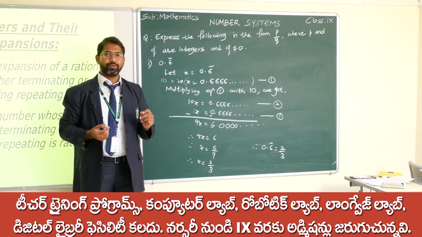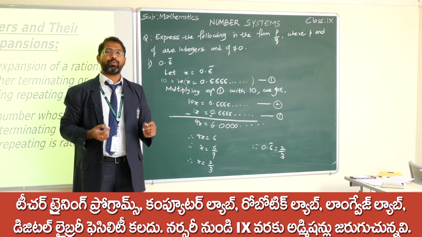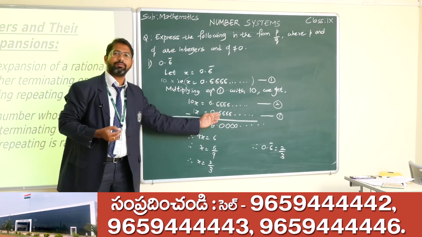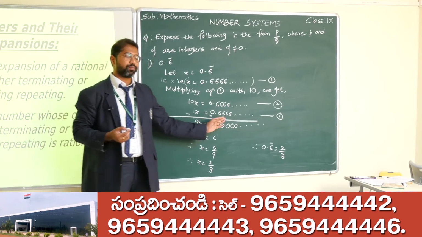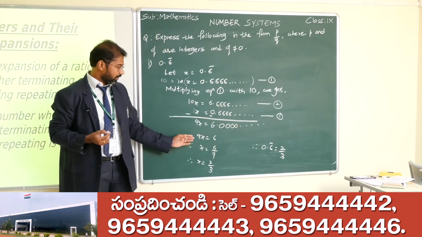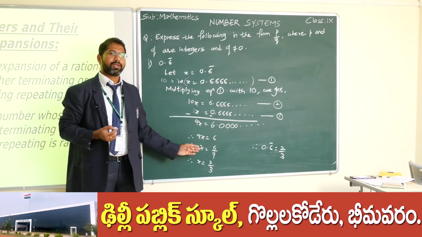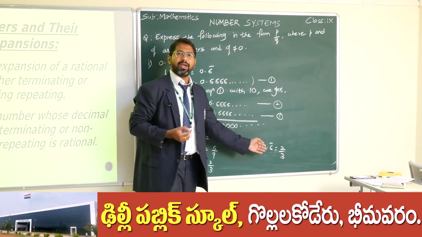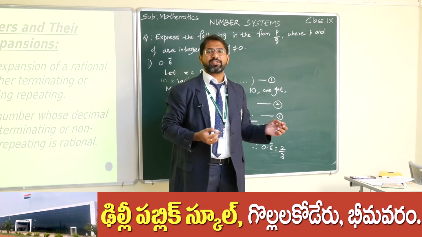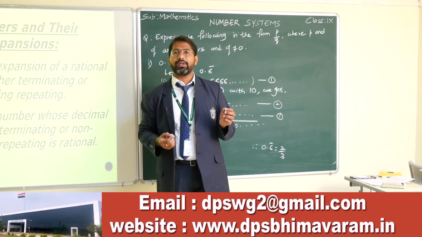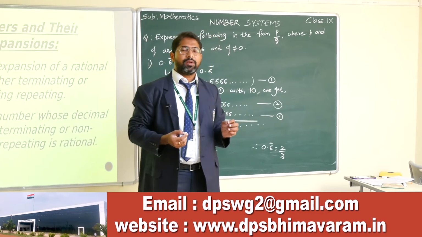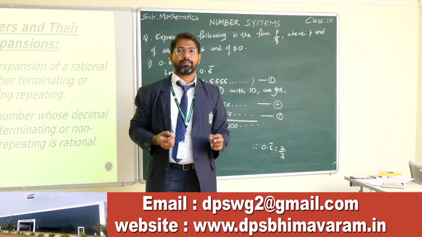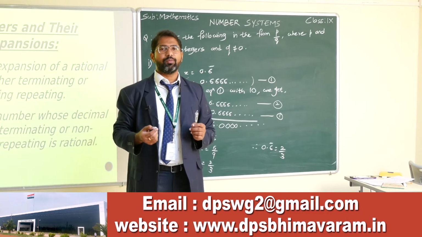Now what you have to do is subtract equation 1 from 2. What I have done here, you will get 9x is equal to 6.00, which is nothing but 9x is equal to 6. Therefore, x is equal to 6 by 9, which is nothing but 2 by 3. Therefore, I have written 0.6 bar, which is a non-terminating repeating decimal, as 2 by 3, which is a rational number. Now, let us see one more example.